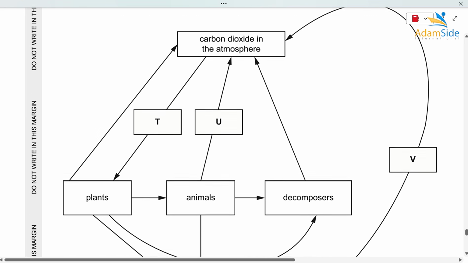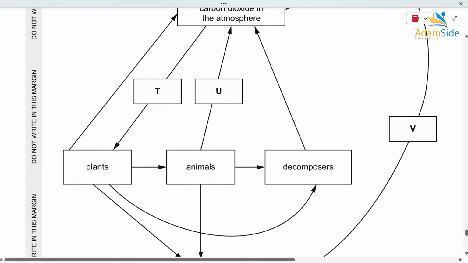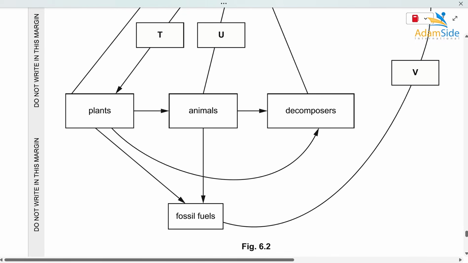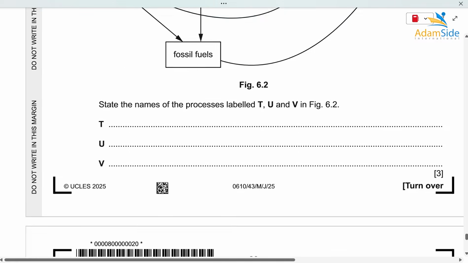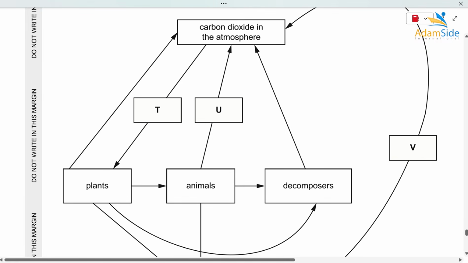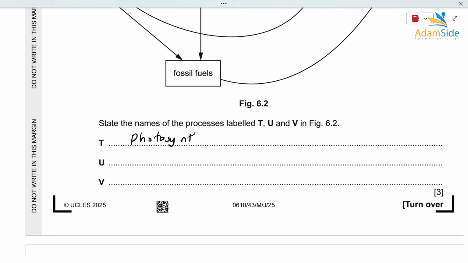Okay, B says figure 6.2 is a diagram of the carbon cycle. As we can see here, carbon dioxide in the atmosphere, we have arrows over there, plants, animals, decomposers, V, and fossil fuels. State the name of the processes labeled T, U, and V. Now let's start with T. We have carbon dioxide in air, then we have process T, then we have plants. Now, carbon dioxide in air, how is it used by plants? It is used in the process of photosynthesis. So we'll say here, photosynthesis.